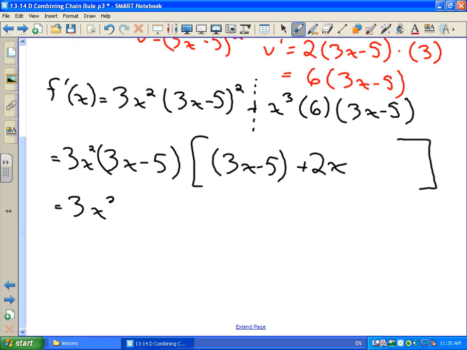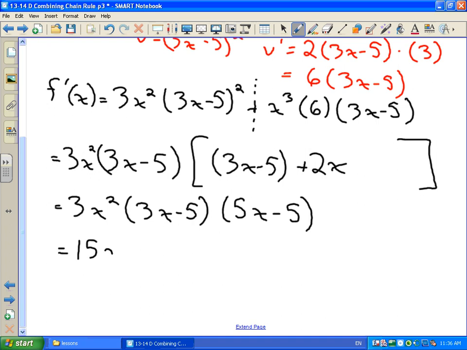So everything out front will stay the same, 3x minus 5. And then I've got 3x minus 5 plus 2x. So that'll be 5x minus 5. And then I notice that I can factor a 5 from the 5x minus 5, so I'll bring that out to the front and get 15x squared times (3x minus 5) times (x minus 1). Sorry, x minus 1, thank you.